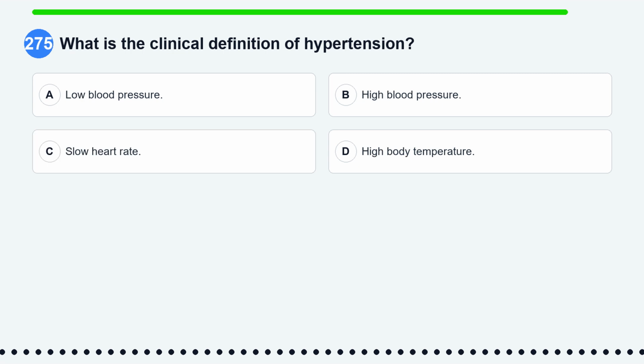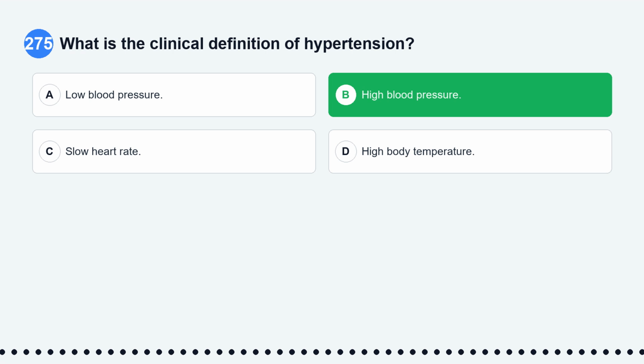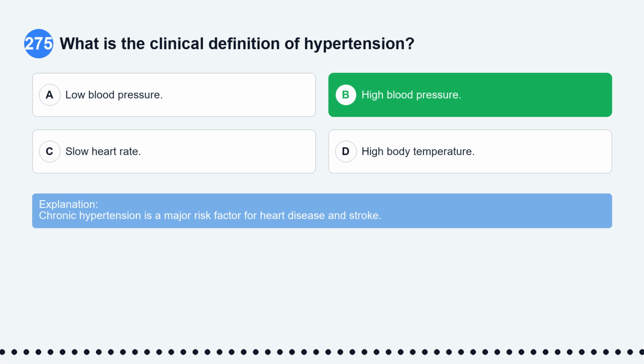Question 275. What is the clinical definition of hypertension? Option A, low blood pressure. Option B, high blood pressure. Option C, slow heart rate. Option D, high body temperature. The correct answer is option B, high blood pressure. Chronic hypertension is a major risk factor for heart disease and stroke.